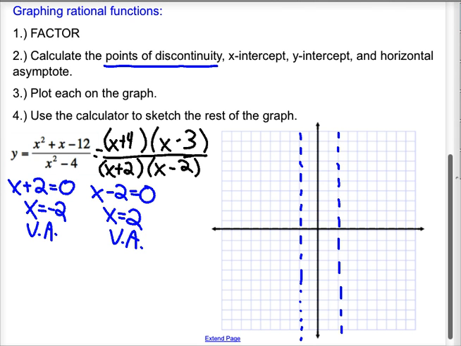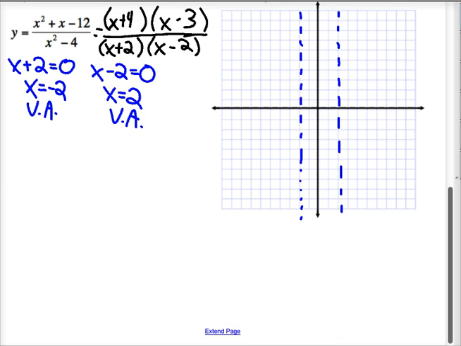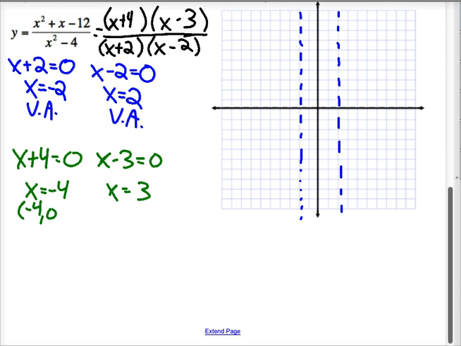Now, let's continue on to find the x-intercepts. Again, the x-intercepts are where I set the numerator equal to 0. So I set those pieces of the numerator equal to 0. So I get an intercept at -4, 0 and an intercept at 3, 0. So -4, 0 puts me right here. 3, 0 right there. So I'm going to put those on my graph as well.